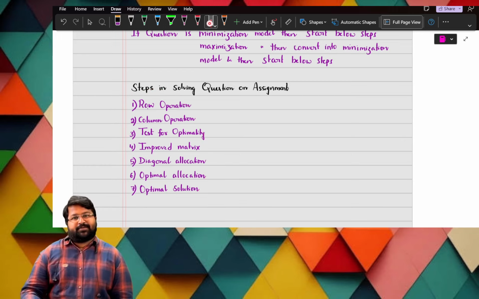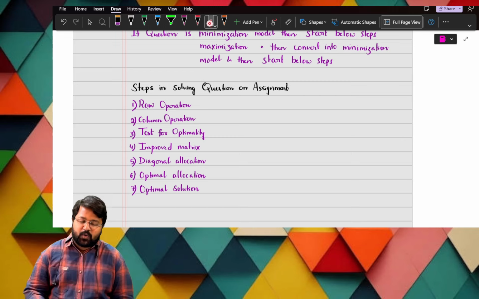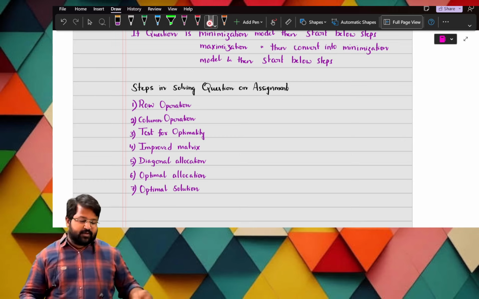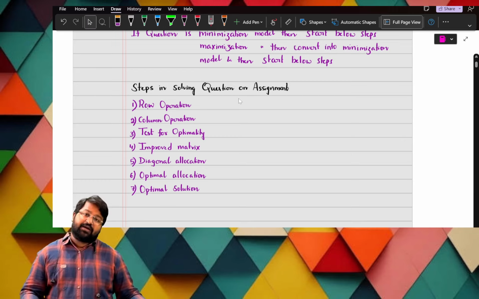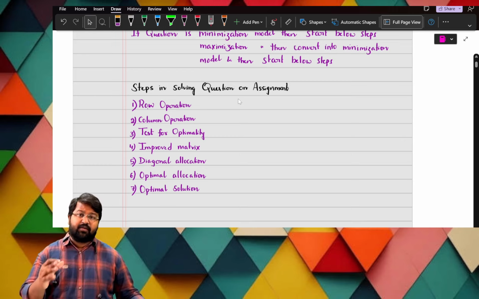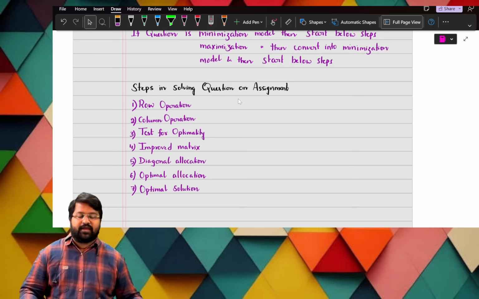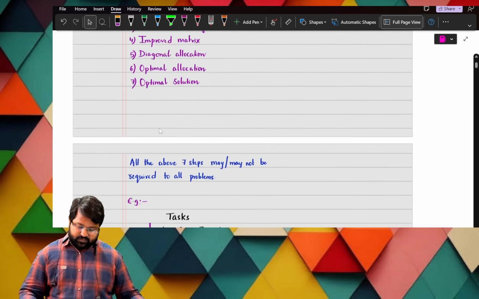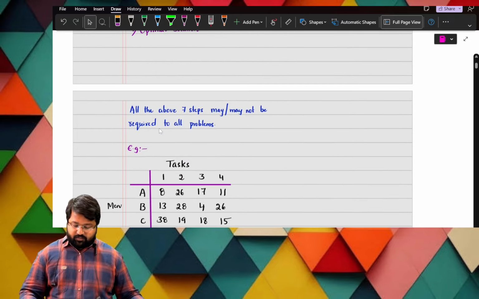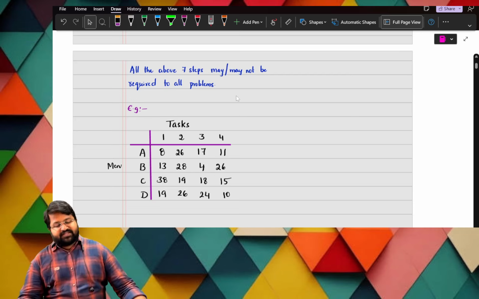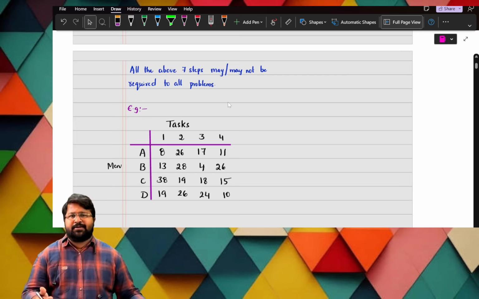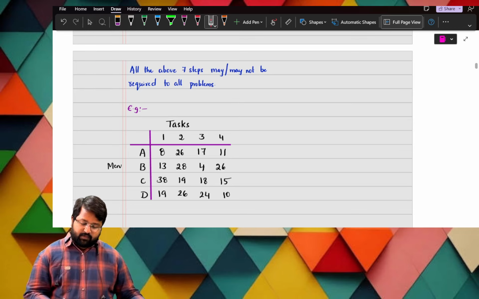Sir, what are these steps? Again, you will ask a question. So be cool. I will tell now. Okay now, so what is the first? I will deal with these steps from the examples point of view. Then you can get a clear cut clarity. All the 7 steps may or may not be required. Same thing. So let us take an example, ma.